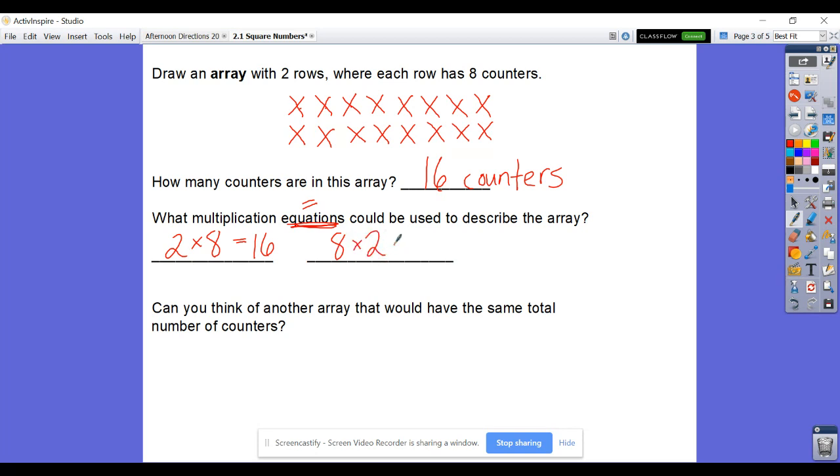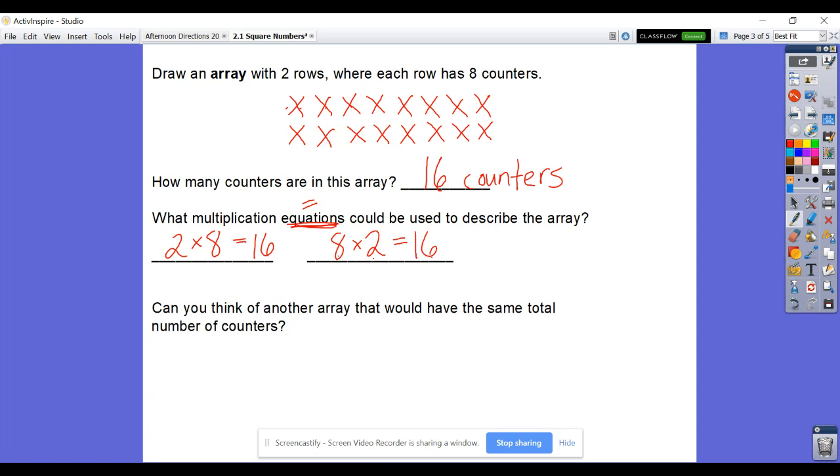Does that also equal 16? Yes. It's like flipping our array sideways. 8 by 2. Same product, just a different order of our factors.